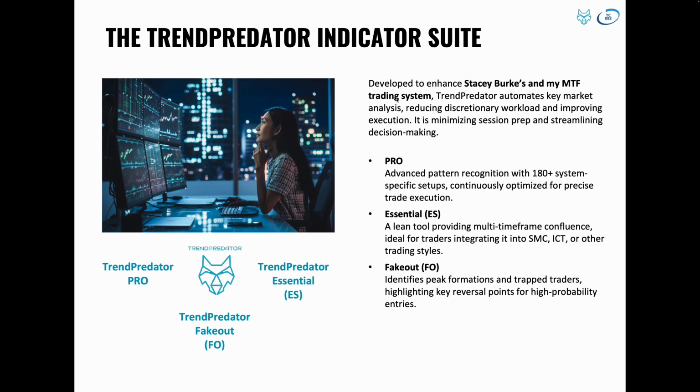So what's the difference of the 2 versions? The Pro version goes even further. It has 180 or more than that by now different setup constellations coded into the indicator. I will show you that. There are questions coming up.